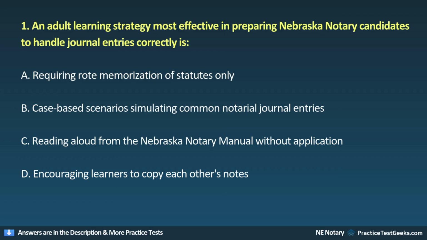1. An adult learning strategy most effective in preparing Nebraska notary candidates to handle journal entries correctly is: A. Requiring rote memorization of statutes only. B. Case-based scenarios simulating common notarial journal entries. C. Reading aloud from the Nebraska Notary Manual without application. D. Encouraging learners to copy each other's notes.